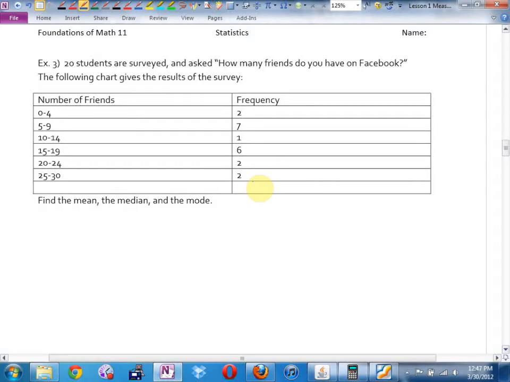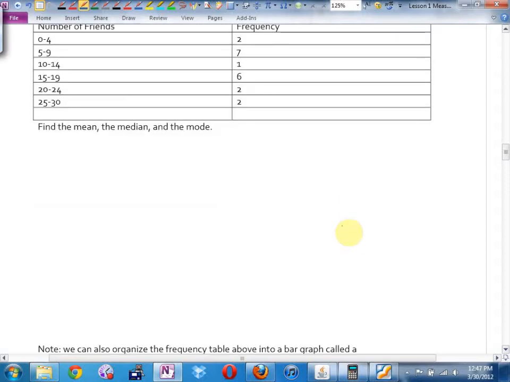Okay. Well, let's do mode first, way at the bottom, because that's the easiest one. What's the mode? Which one shows up the most? Right, between 5 and 9. You okay with how we got that, right? 7 of those.